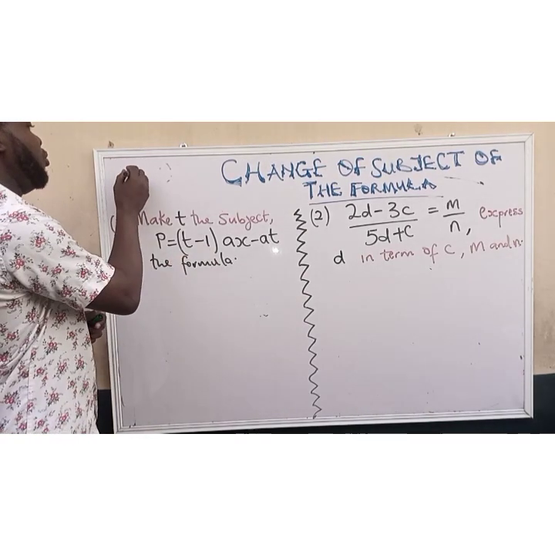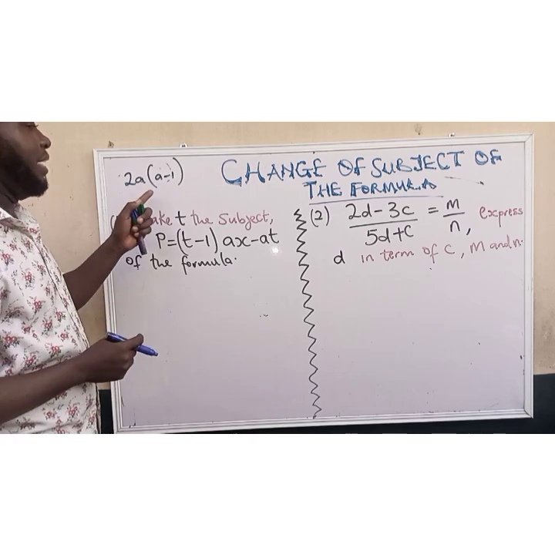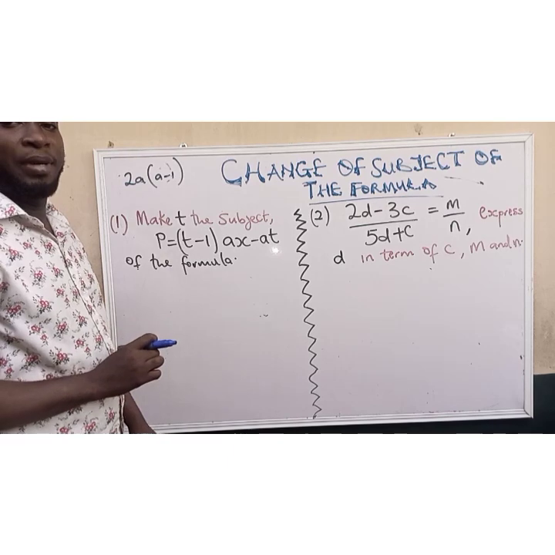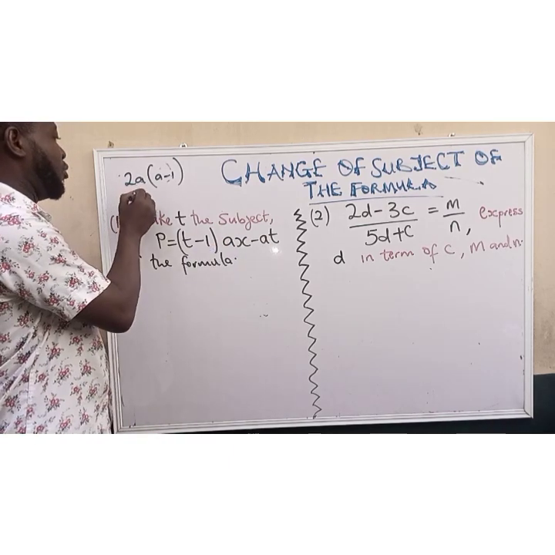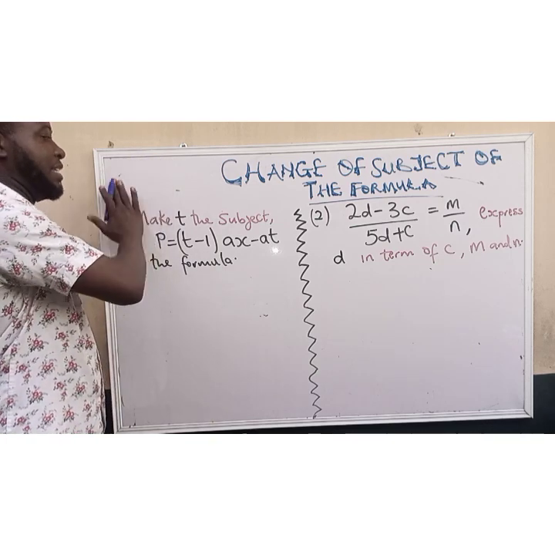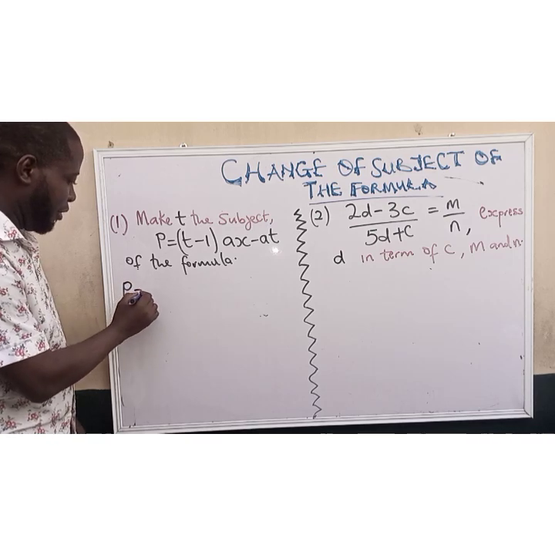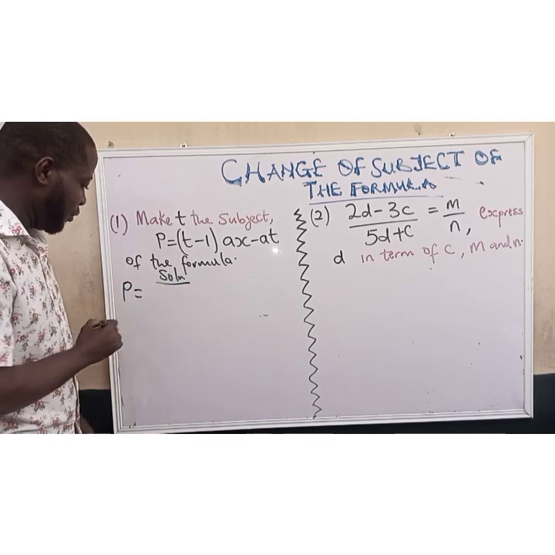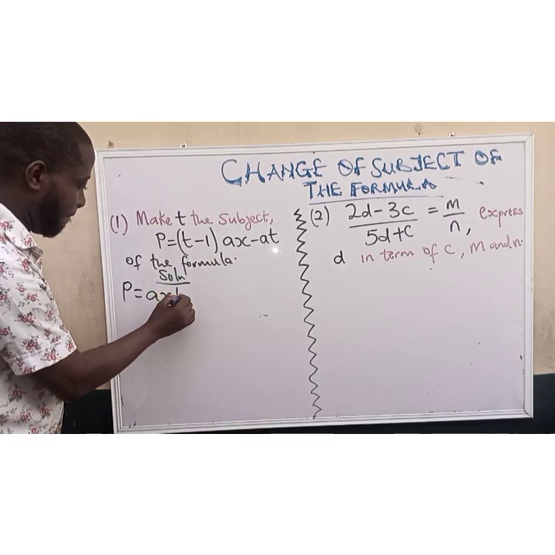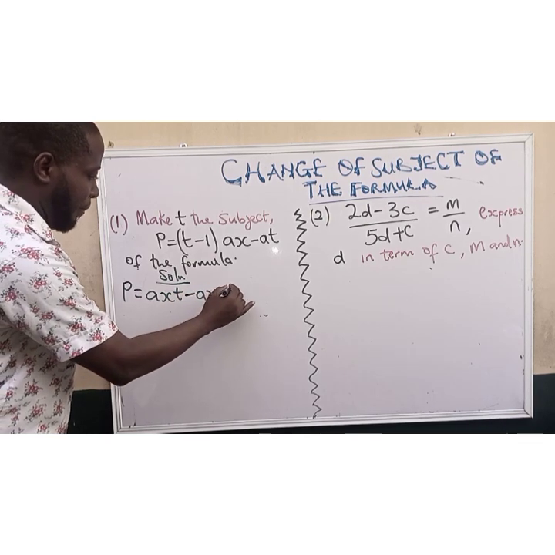It's just like having 2a open bracket a minus 1, and I say clear this bracket. How do you clear it? You use the 2a to multiply everything in this bracket. Then you have 2a squared minus 2a. That means you have cleared the bracket. The same thing is applicable here. So let's move on. P will be equal to a times t, axt, a times minus 1, minus ax minus at.